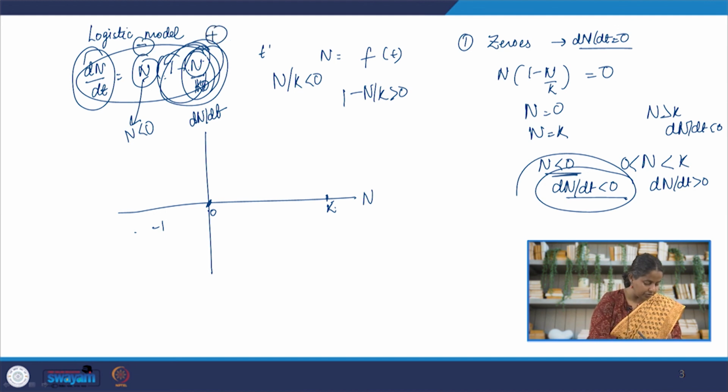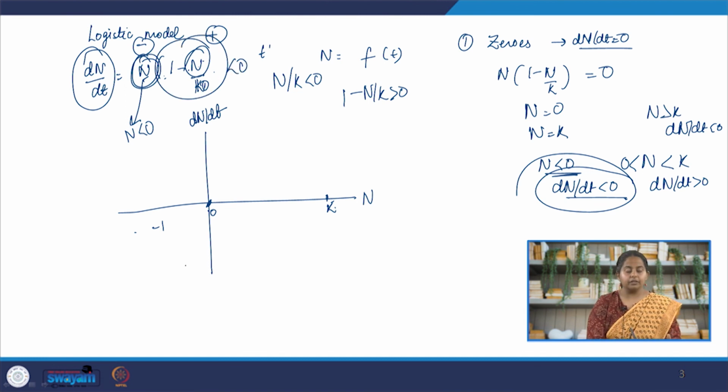So, we are multiplying a negative term with a positive term. Let me clean this up for you. We are going to get dn by dt less than 0 when n is less than 0. So, we know this for sure that on the left side of the first 0, your curve is like this. Notice why I have intersected the curve at 0? Because 0 is a zero.